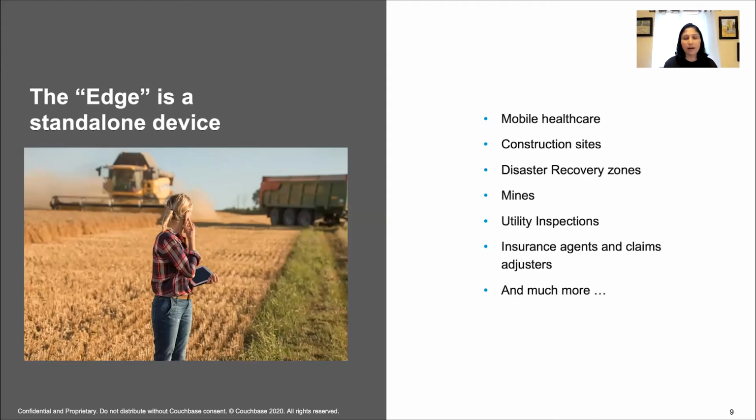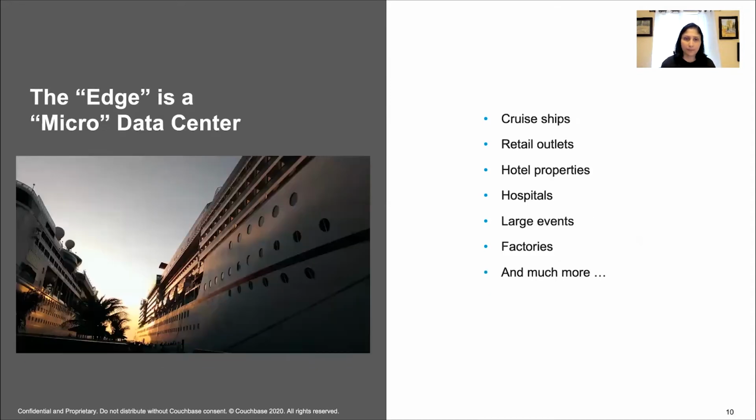It can be a standalone device such as a laptop, a smartphone, a tablet, a mobile point-of-sale terminal. Now, examples of applications that use the edge as a standalone device include healthcare workers in rural mobile clinics trying to access patient records in areas with no network connectivity, or utility workers accessing infrastructure maps and task lists in remote inspection sites. You can have insurance claims adjusters who have to take photographs and record claims information in offline mode. So there is this whole slew of field applications where the edge is a standalone device.